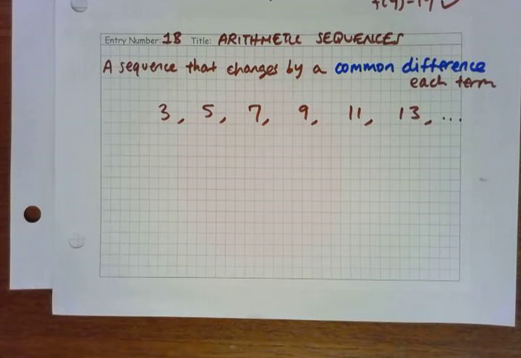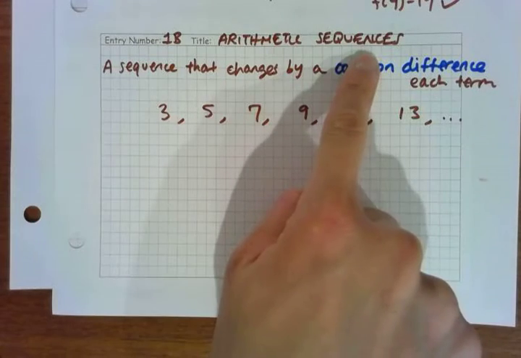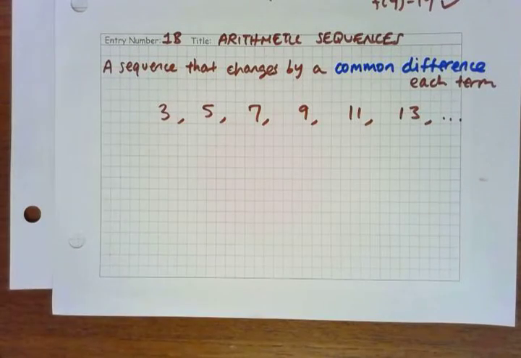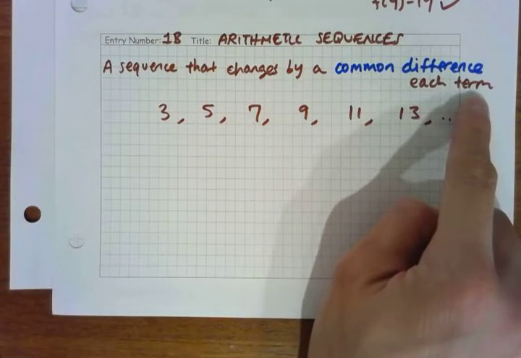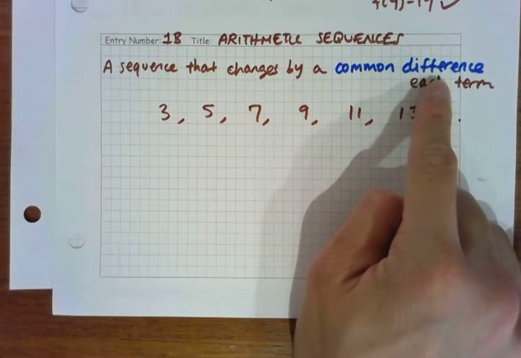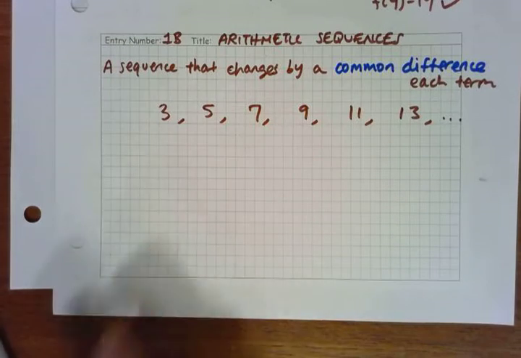These are video notes for 1B arithmetic sequences. An arithmetic sequence is a sequence that changes by a common difference each term. You can think of common difference as adding the same amount each time or subtracting the same amount each time. So here's our pattern.